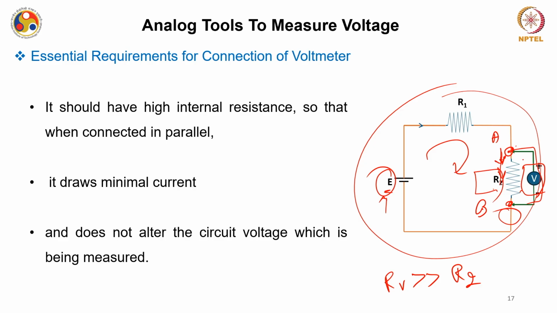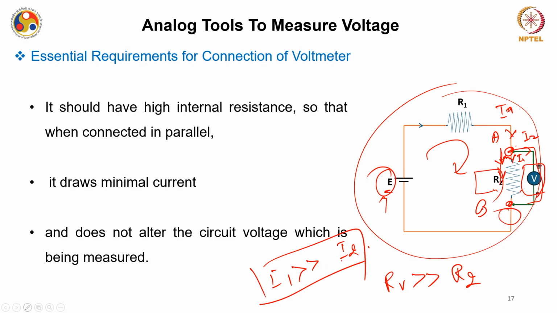Since this has very high resistance, if the total current flowing is I, this is I1 and this is I2, then I1 will be much larger compared to the value of I2. So I1 is much larger than I2. Because of the high resistance of this voltmeter, it is not drawing any current, or even if it is drawing, the current is very small. Because of this, it does not alter the circuit voltage which is being measured.